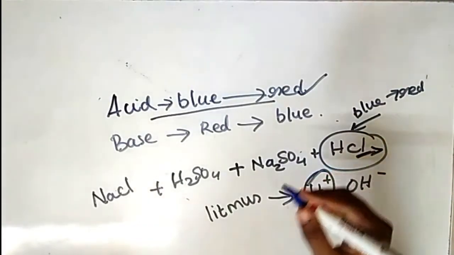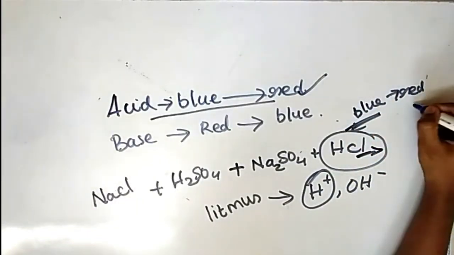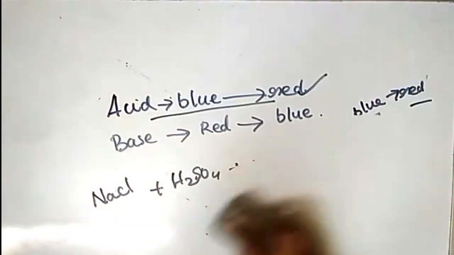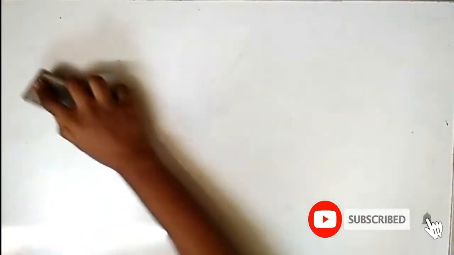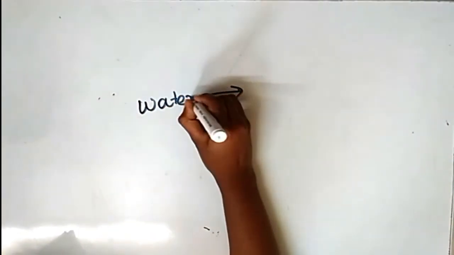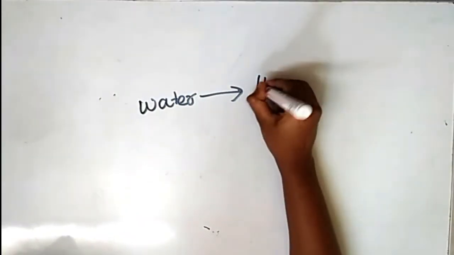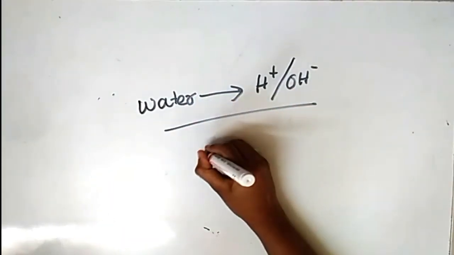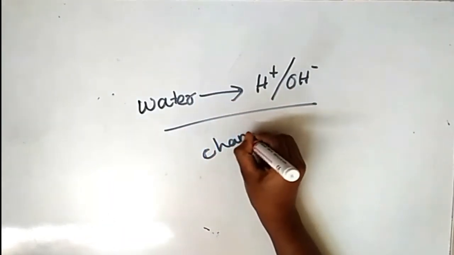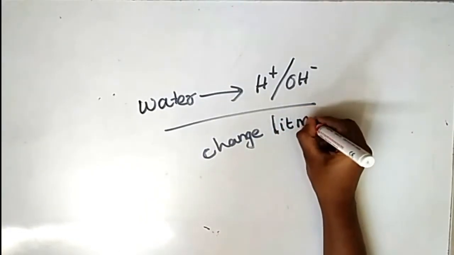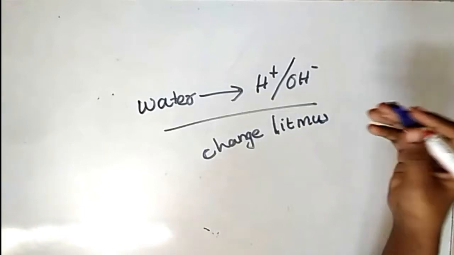So that is why they didn't turn the blue litmus paper to red. So what do you understand from this experiment? That is, concentrated acid and the base need a water content to split into H plus or OH minus ions to change the litmus paper. To change the litmus paper, they need water to split into H plus and the OH minus ions.